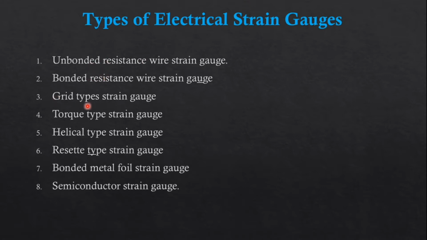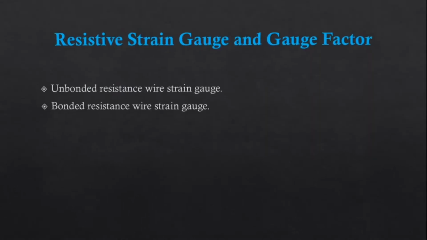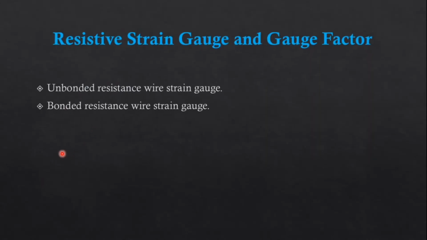Then we have the grid type strain gauge, and after that the torque type strain gauge, helical type strain gauge, rosette type strain gauge, bonded metal foil strain gauge, and in the last, the semiconductor strain gauge. So we are going to discuss all this in detail now. Starting with the resistive strain gauge, we are going to study the unbonded resistance wire strain gauge, and the second one, the bonded resistance wire strain gauge.